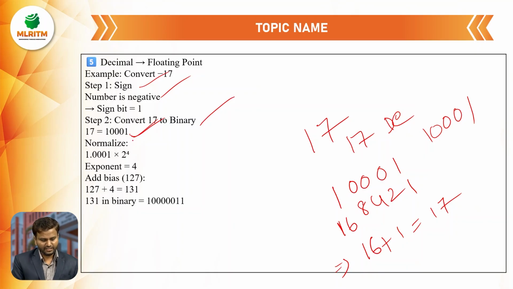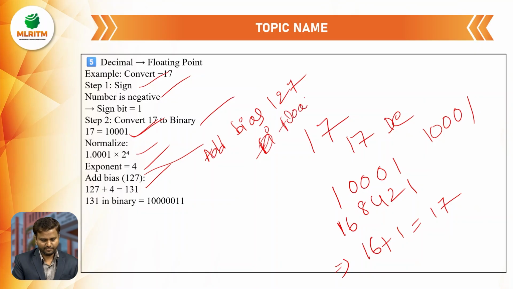Now we need to normalize. 1.0001 times 2 power 4 is calculated as 17 only, and the exponent is the power value, that is 4. Then add bias: 127 is added to the exponent. 127 plus 4 equals 131. This added bias value is the default in floating point. Bias 127 is the fixed value.